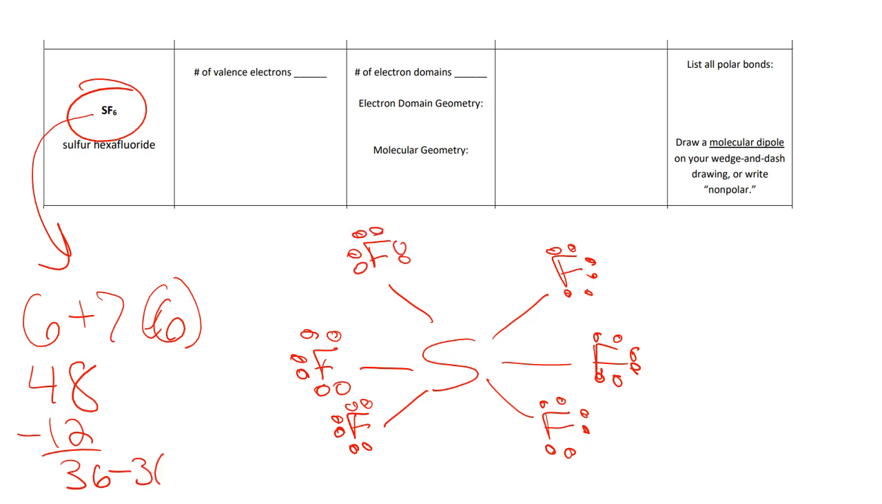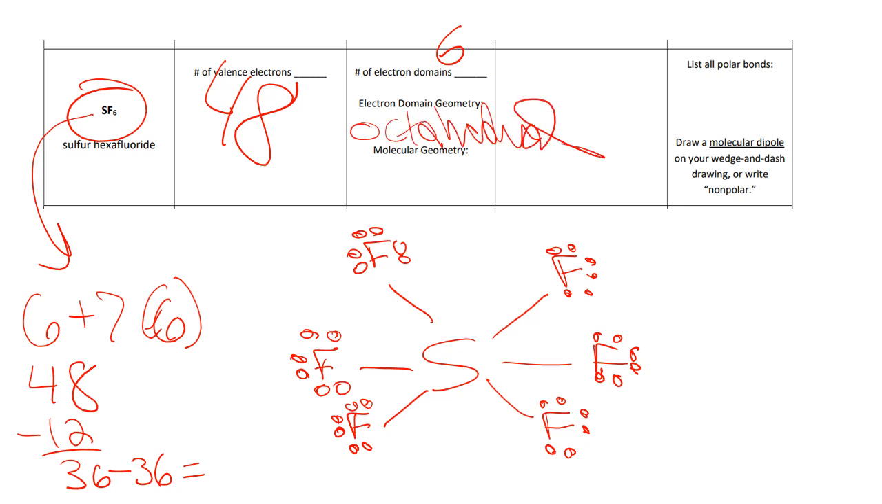Minus 36, outside atoms fulfill octet rules. The center atom does not, but the center atom can violate the octet rule. Number of valence electrons, we figured that out, 48. Electron domains, we got 6. Electron geometry: look at the sheet, and you'll see that if there are 6 electron domains, it is octahedral. And since there are no lone pairs, the molecular geometry is also octahedral.